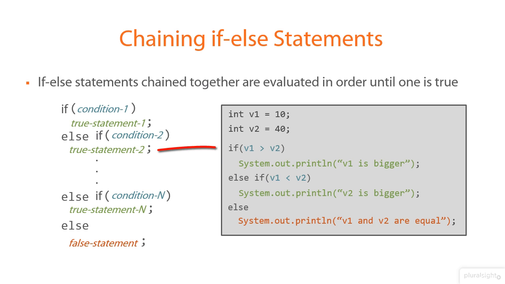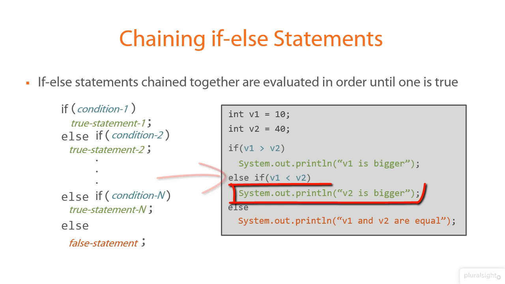So in this case, the system would first evaluate: is V1 greater than V2? It's not. So it jumps down to that next condition. Is V1 less than V2? Oh, it is. Go ahead and print out V2 is bigger.